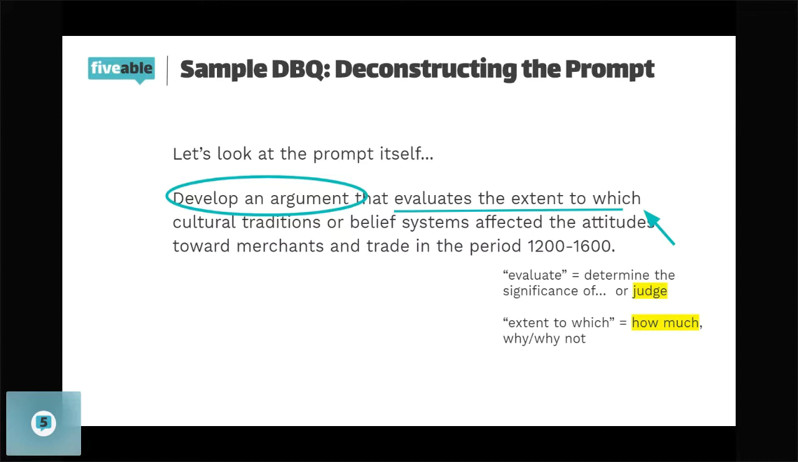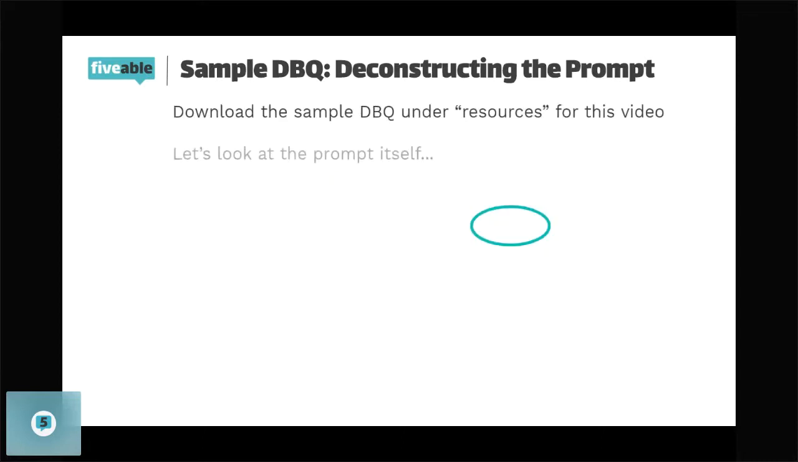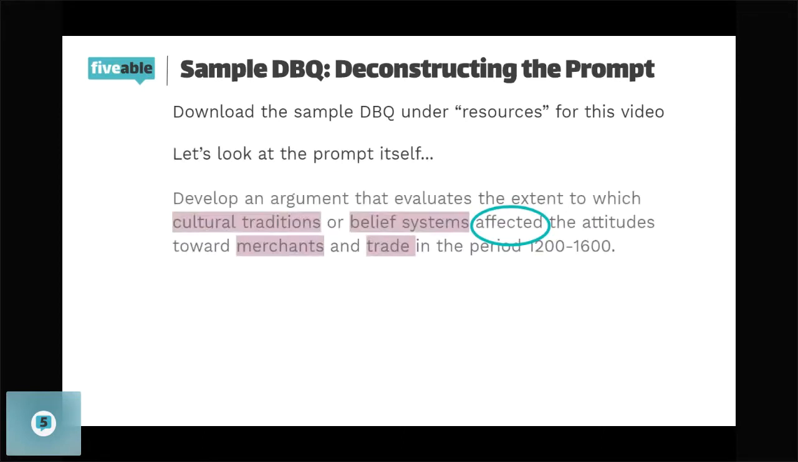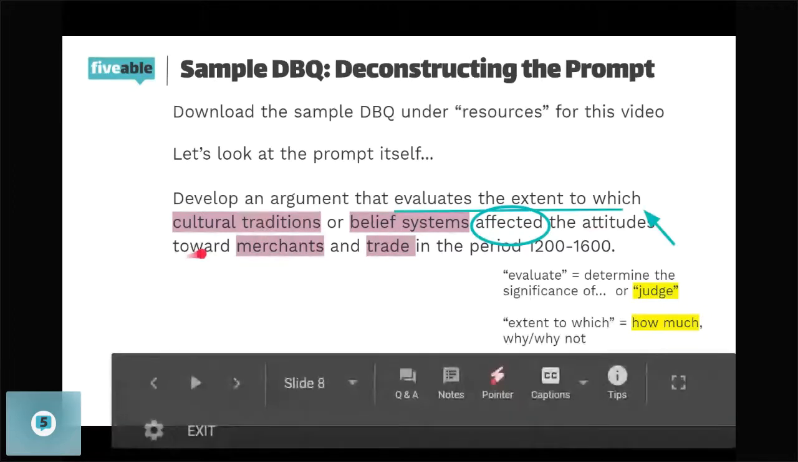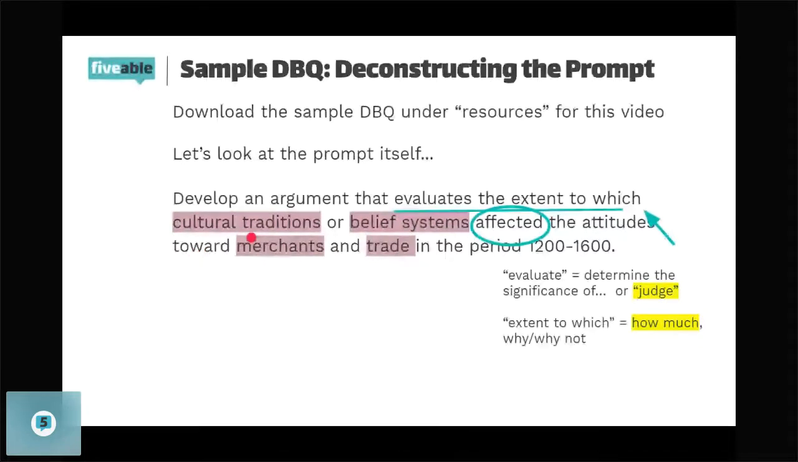So let's break this down a little bit more. Hopefully you were able to download the DBQ resources. If not, we've got it all in the slides, and you can follow along and take notes. Okay, so we're looking at cultural traditions, right? And so when I think of culture, I'm thinking religion, right? There's probably going to be religion in there, belief systems, probably religion, philosophies.